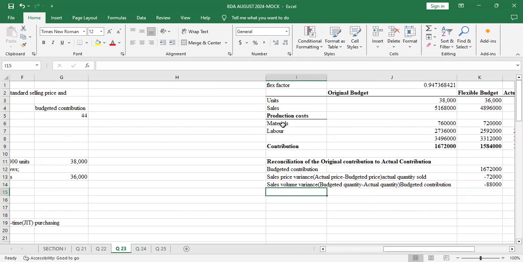Now that we are done with sales, we go to the next item under production, which is material. So we'll start with the material price variance. And the formula is standard price, let me just say standard price per kg, minus actual price. Yeah, so it's standard price per kg minus actual price per kg.